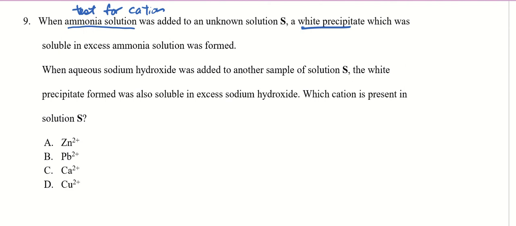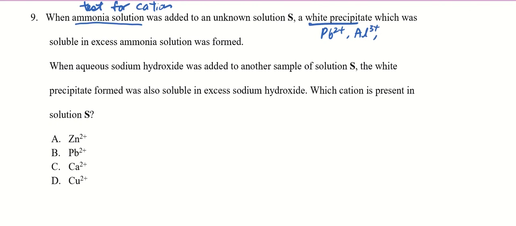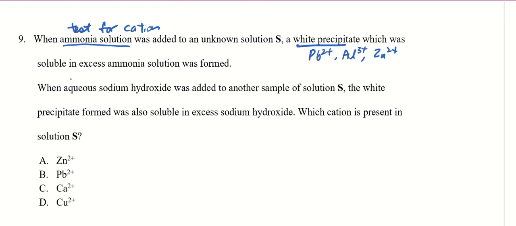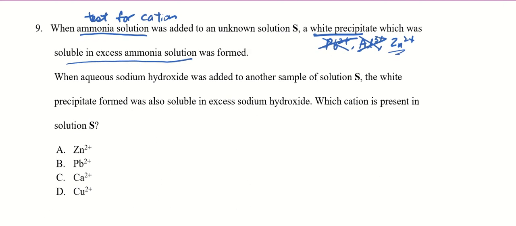Okay, let's just write that down. The possibilities are lead 2+, aluminum 3+, and zinc 2+. But this time we saw that the precipitate was soluble in excess aqueous ammonia, which eliminates lead and aluminum, because in both these cases the precipitate is insoluble in excess. So automatically, we know that the answer is already zinc. But let us just continue.